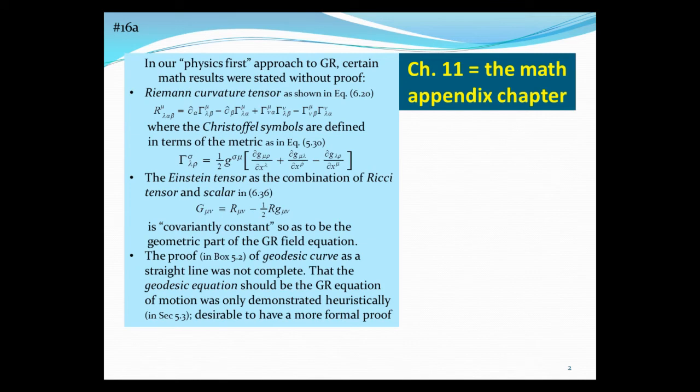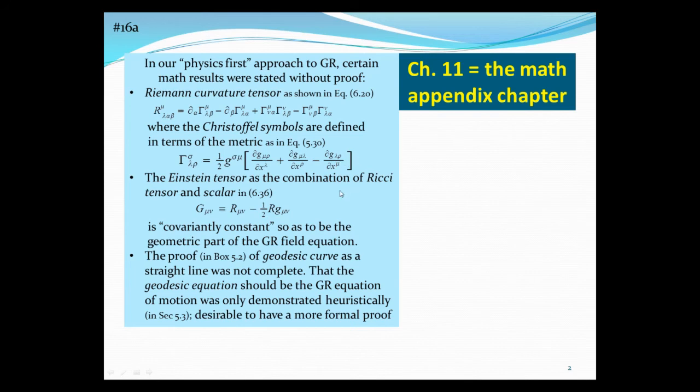In our physics-first approach to GR, the math results were stated without proof. The Riemann curvature tensor was shown to be this complicated looking object with first derivatives of the Christoffel symbol and the Christoffel symbol squared. So it's a nonlinear second order derivative of the metric tensor. And the Christoffel symbol, again, was just given to be related to the metric tensor. And we never showed how the Christoffel symbol is related to the first derivative of the metric tensor.